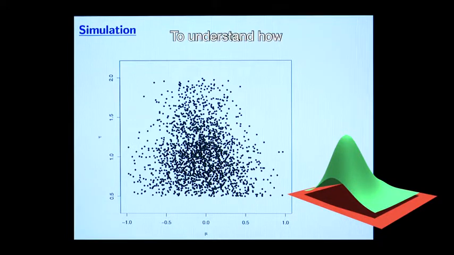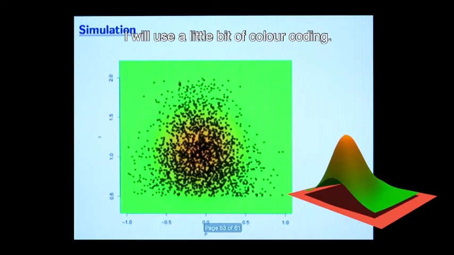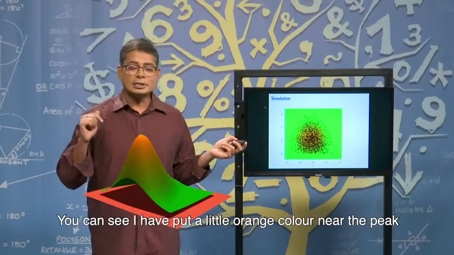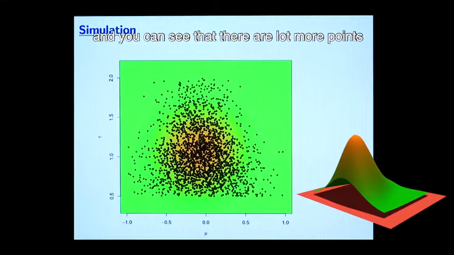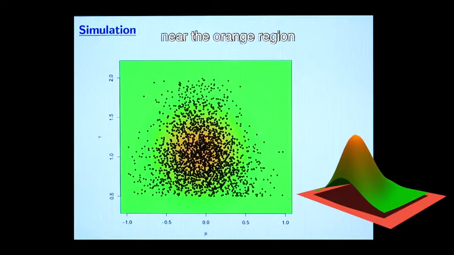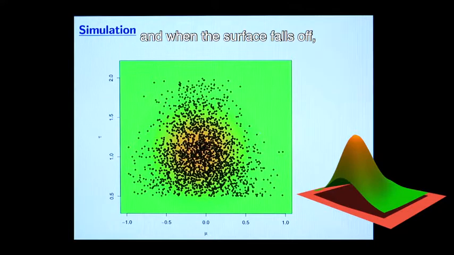To understand how it actually connects with the surface that you see here, I will use a little bit of color coding. You can see I have put a little orange color near the peak, and you can also see that there are a lot more points near the orange region than in the low lying green region. So, when this surface picks up, there are a lot more points over there, and when the surface falls off, there are less and less number of points. That is what I mean by simulating from the posterior.